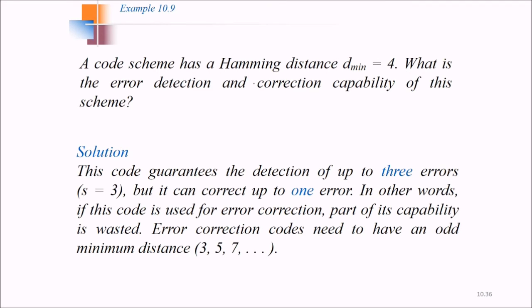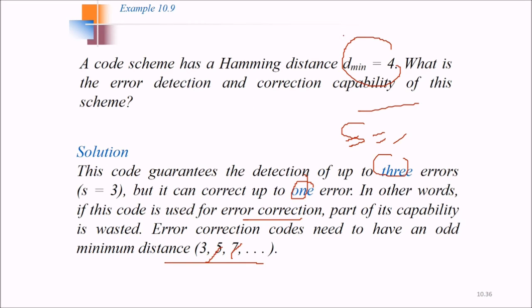A code scheme has a Hamming distance D minimum equal to 4. What is the error detection and correction capability of the scheme? So this code guarantees the detection of up to 3 errors, S equal to 3. But it can correct up to only 1 error. In other words, if this code is used for error correction, part of its capability is wasted. So error correction codes need to have an odd minimum distance, 3, 5 or 7. I hope you got the idea.